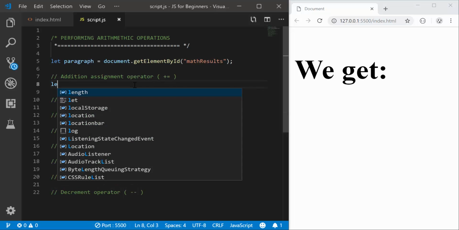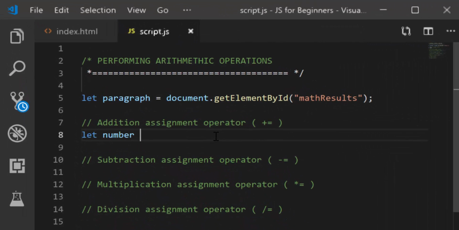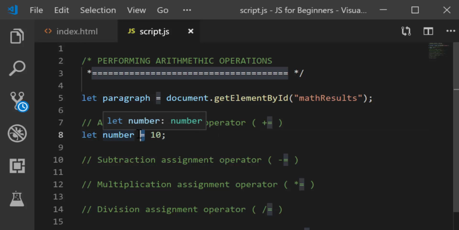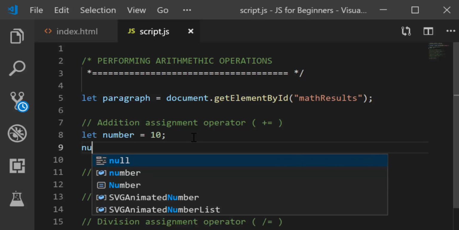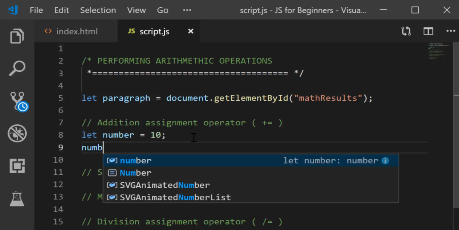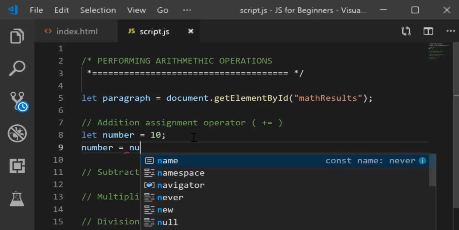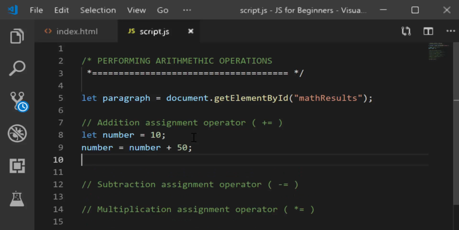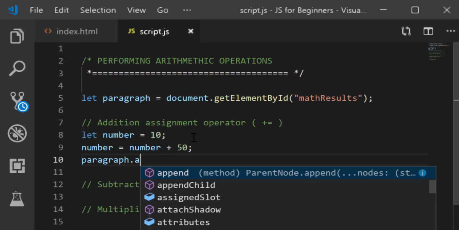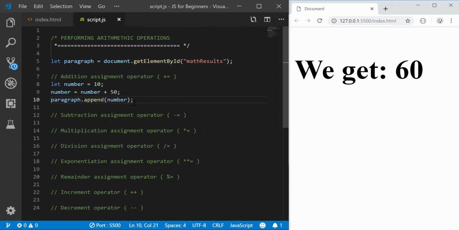So I'm going to have a variable here. I'm going to call it number, and I'm assigning the value of 10. So this is the basic assignment operator, the equal sign. Now I want to increase the value of number by 20, or let's say by 50. This looks correct, right? But there's a better way to do that. First, let's check if it works. Indeed, we get the number 60. So this works.